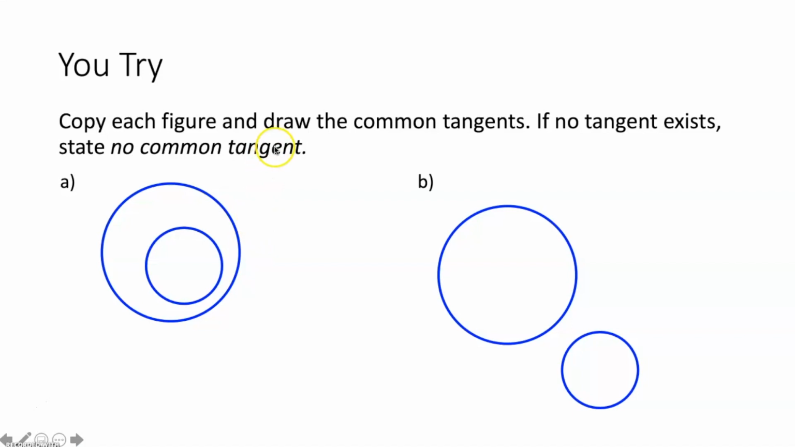There is no line that you could draw that would be tangent to this circle inside that would only intersect the outer circle at one point. It would have to intersect the outer circle at 2 points. Therefore, these two circles have no common tangent lines.